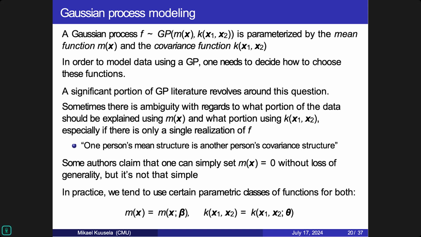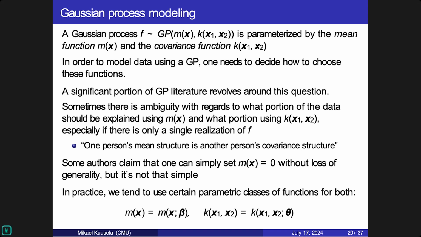What is the mean of this black curve? From a single curve, I don't know what the mean was. So especially if you only get a single realization from a Gaussian process, there is an ambiguity in terms of what should be in the M and what should be in the covariance function. The default rule is that one person's mean structure is another person's covariance structure. So that's a non-trivial question.